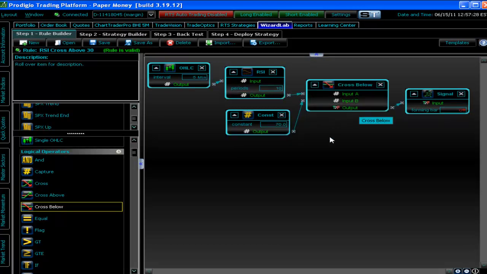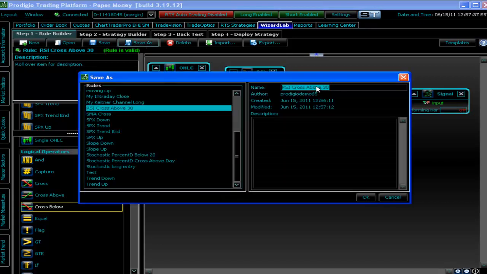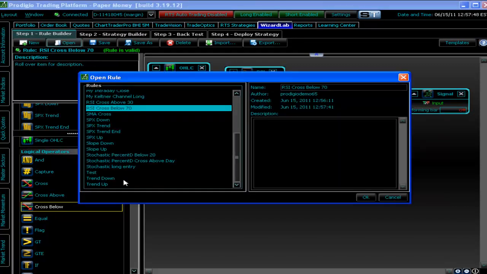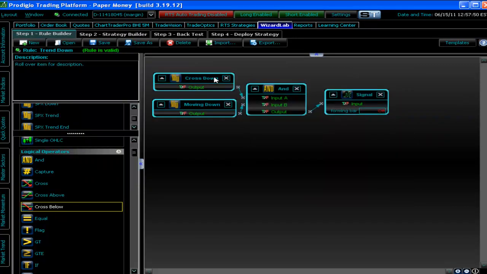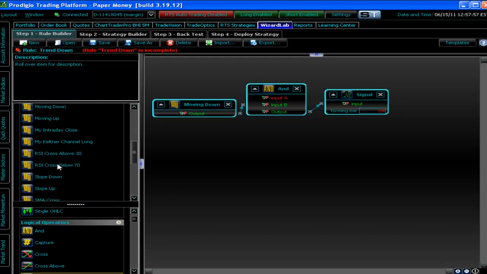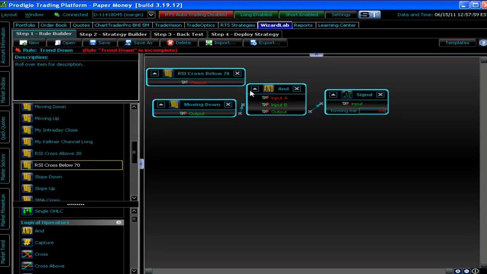And now I've got a simple Wizard Lab rule that's going to trigger whenever the 10-period RSI crosses below 70. All right, so we can save this as cross below and 70. Remember, 70 and 30 are usually the inverses of one another using the RSI. And I'm going to open up this trend down rule that I have, and instead of cross down, I'm going to use this RSI cross. RSI cross below 70.